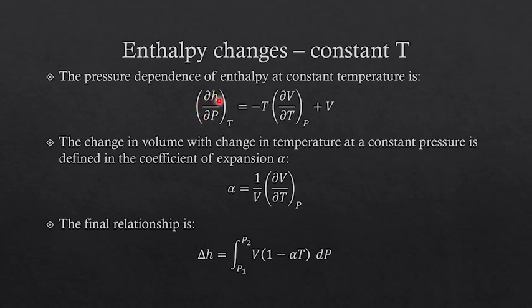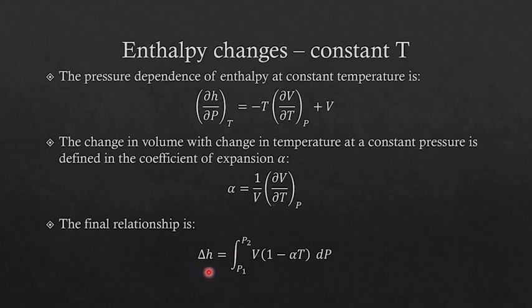The change in enthalpy with respect to pressure at constant temperature is equal to negative temperature times the change in volume with respect to temperature at a constant pressure, plus the volume. For most substances, the change in volume with change in temperature at a constant pressure, or this term here, is defined in the coefficient of expansion alpha. Alpha is equal to 1 over V times the change in volume with respect to temperature at a constant pressure. If we substitute this relationship back into our previous equation, we will have this final equation.